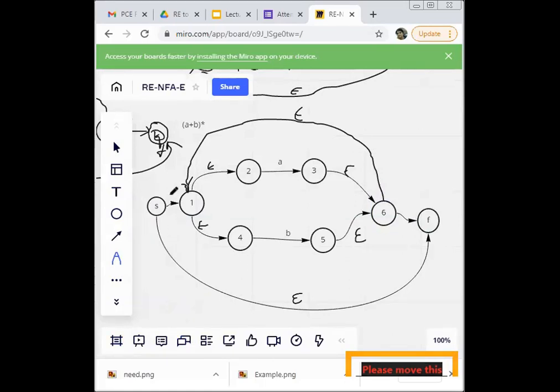Okay, I'll add epsilons wherever remaining, right? I'll add epsilon, marking the start and final state. Very good, Preeti. Yes, marking the start and final state. I have to mark the final state, right? And I have to mark the start state as well.